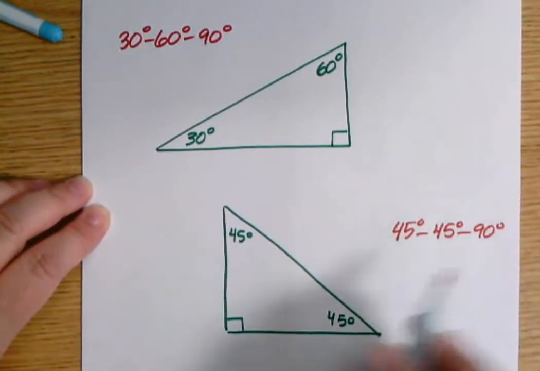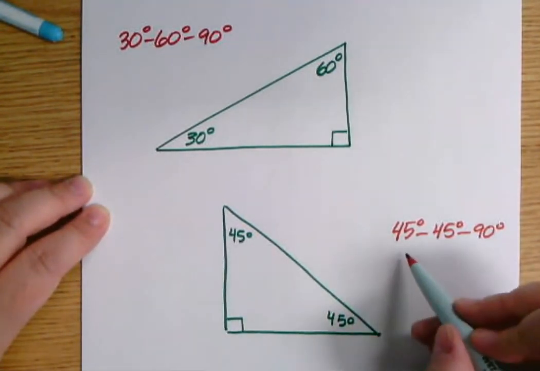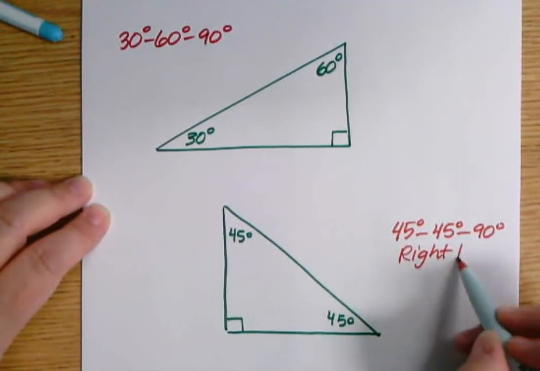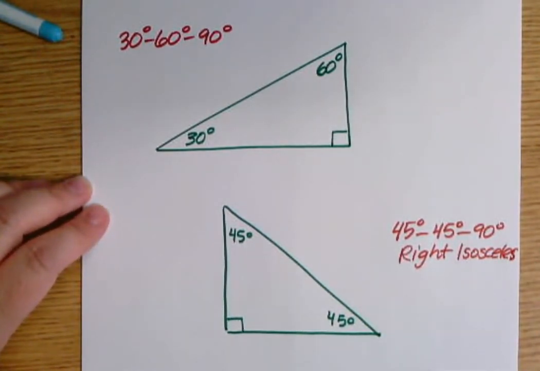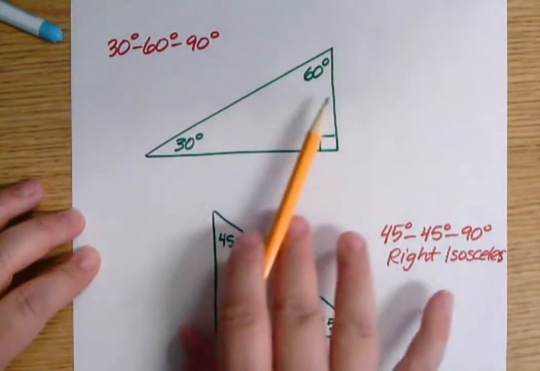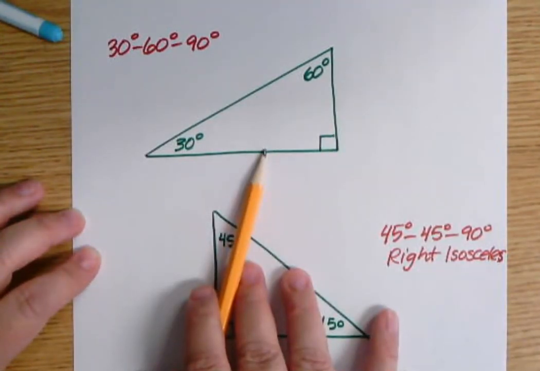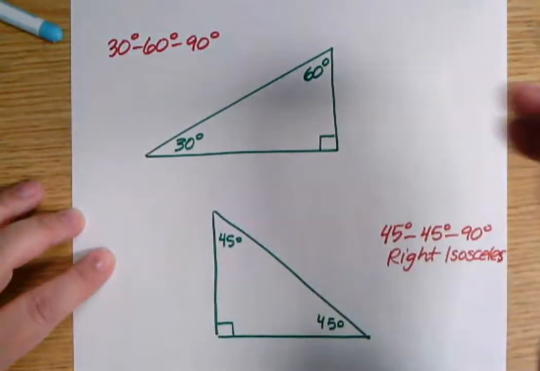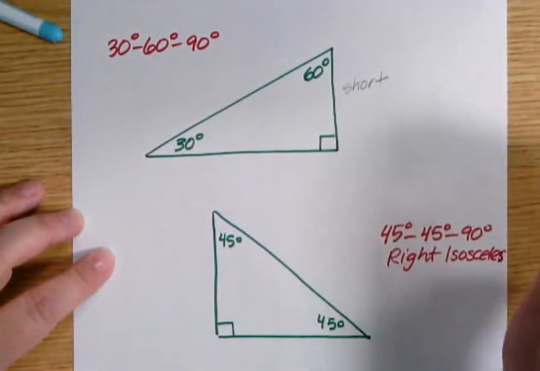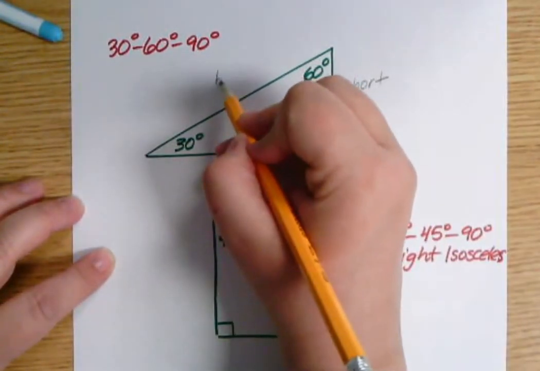Now a 45-45-90, if we have 2 angles that are congruent, that means we have 2 sides that are congruent. So another name for this would be a right isosceles. Every right triangle that is isosceles is a 45, 45, 90. Now in a 30, 60, 90, we have two legs and we have a hypotenuse, and the two legs are not the same length. One of them is smaller than the other. The smaller leg is the one that's going to be across from the smaller angle. So this is my smaller leg. Sometimes we call it the short leg. So I'm going to call that the short leg, which makes this the long leg. And this is my hypotenuse.